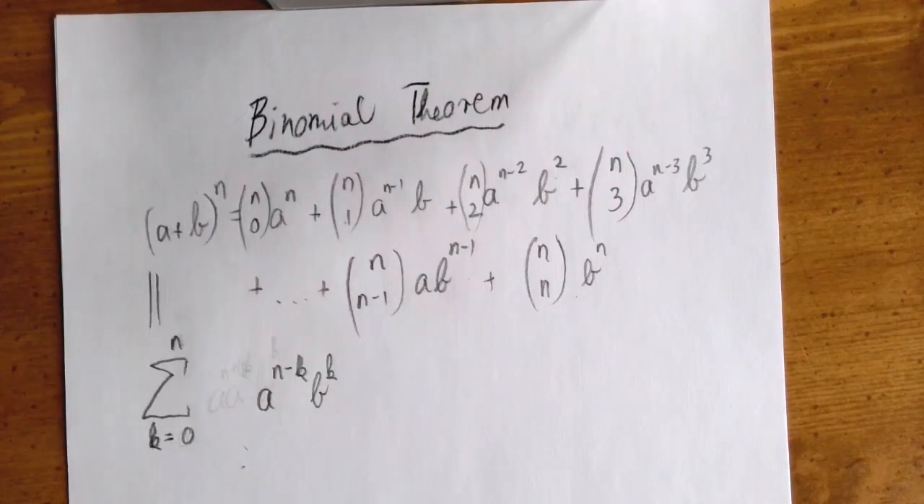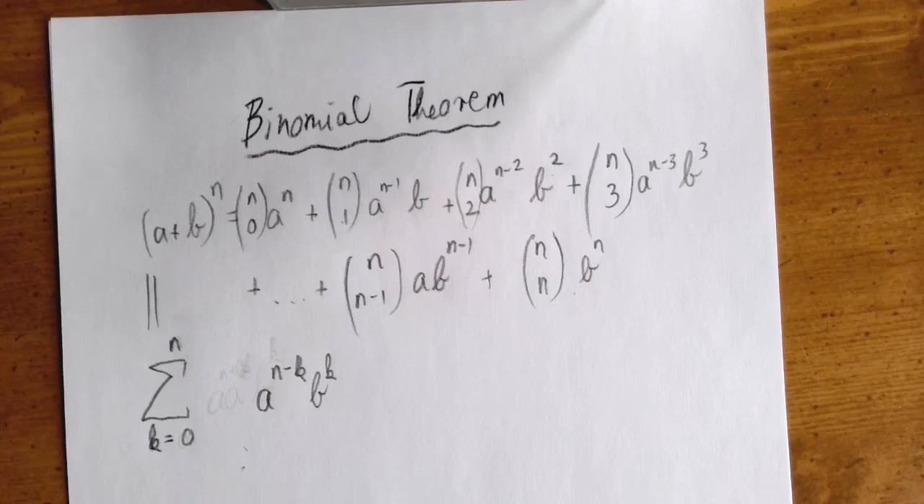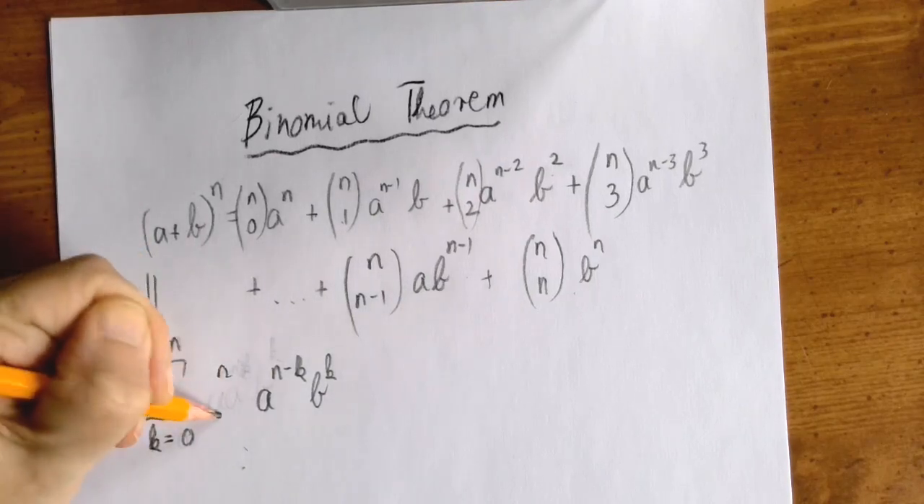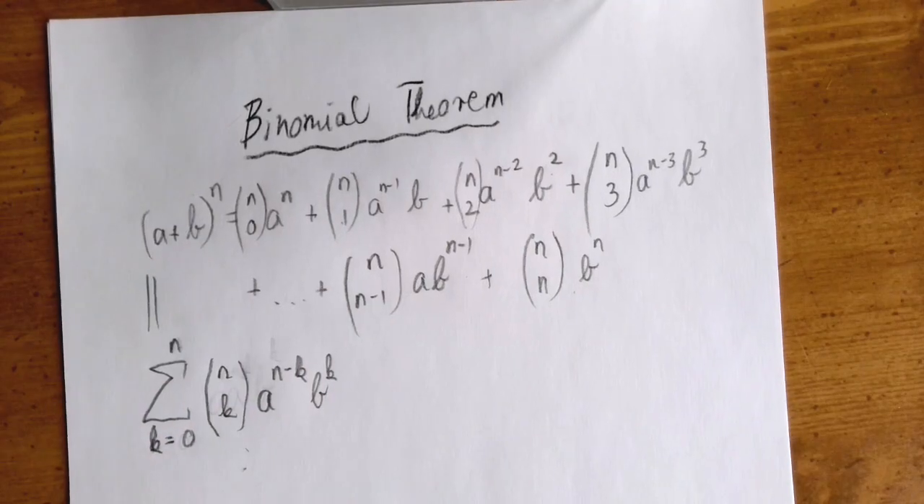And now for the coefficient, it doesn't matter which one we write. What we have done is basically n choose k. So that is the binomial theorem.